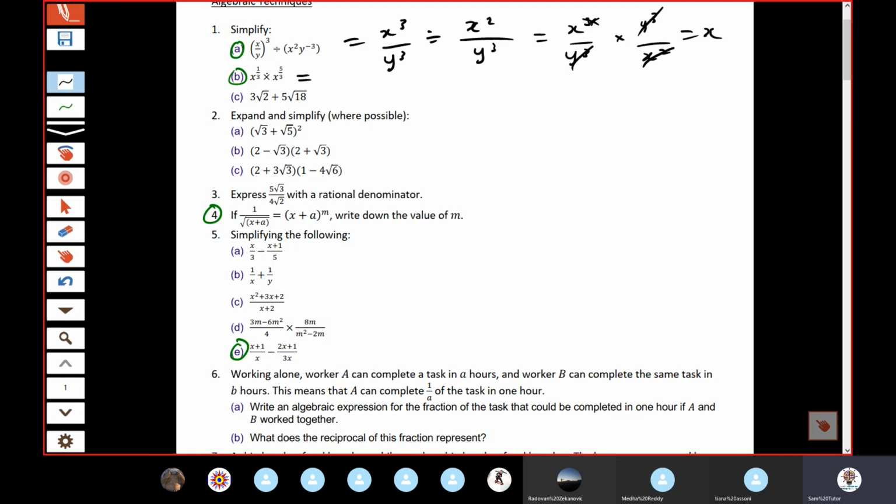Equals. This one, very simple. You just add the powers, really. 1/3 plus 5/3 should be 2. So that just gives you x squared.